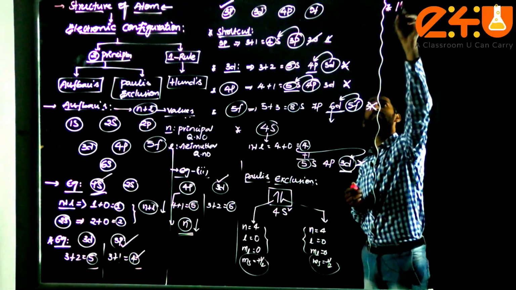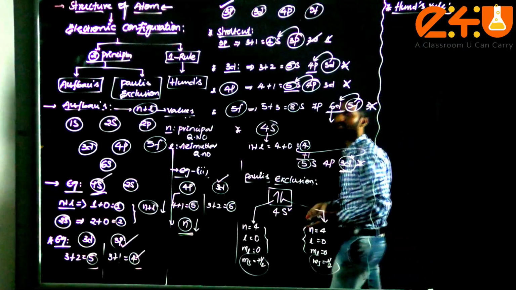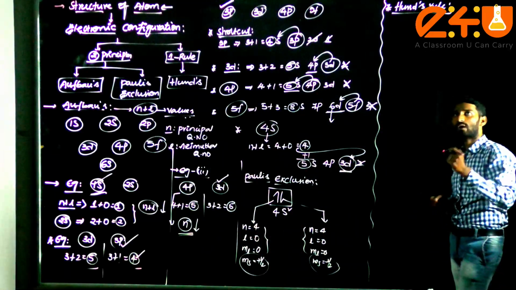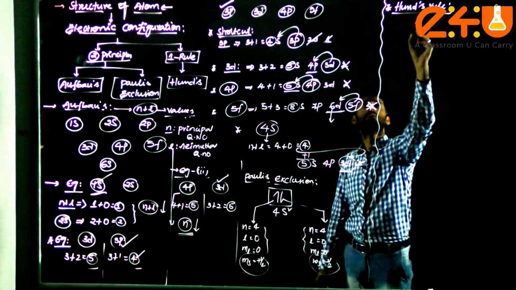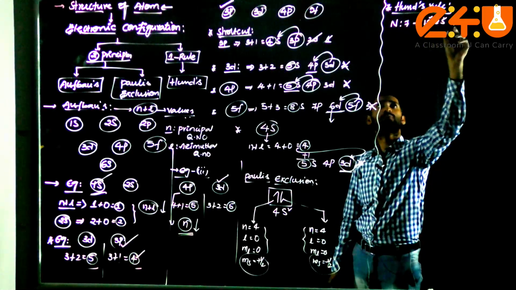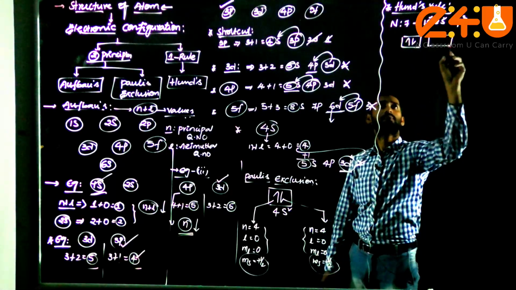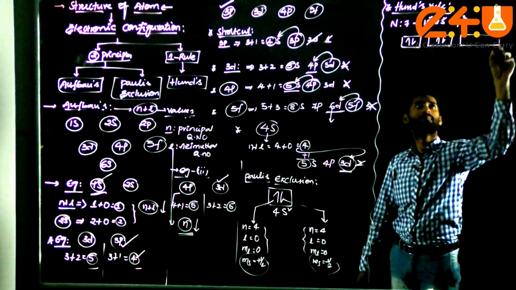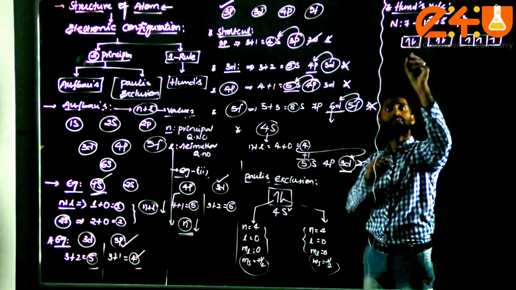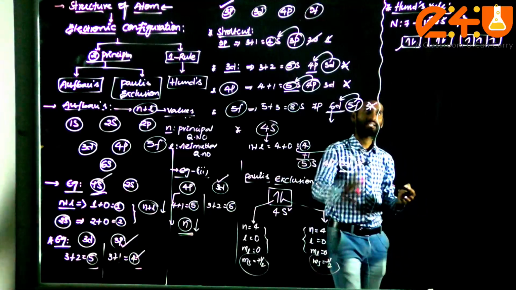Next comes the last one, Hund's rule. What is Hund's rule? In general, the pairing of electrons doesn't take place until each orbital contains 1 electron each. For example, let me write nitrogen, atomic number 7, configuration 1s2, 2s2, 2p3. We know 1s has 2 electrons, 2s has 2 electrons and 2p has 3 electrons. Now just check after filling: each orbital should contain 1 electron. Does it follow Hund's rule or not? It follows Hund's rule.